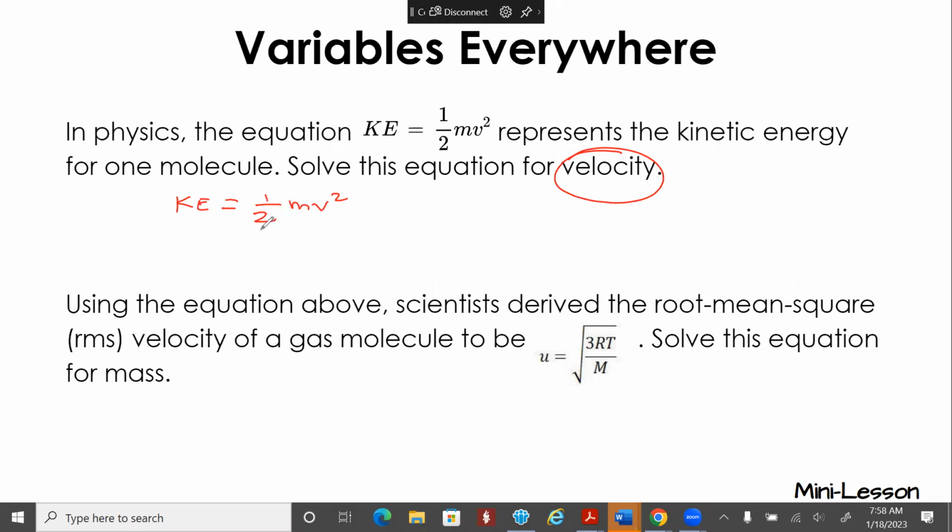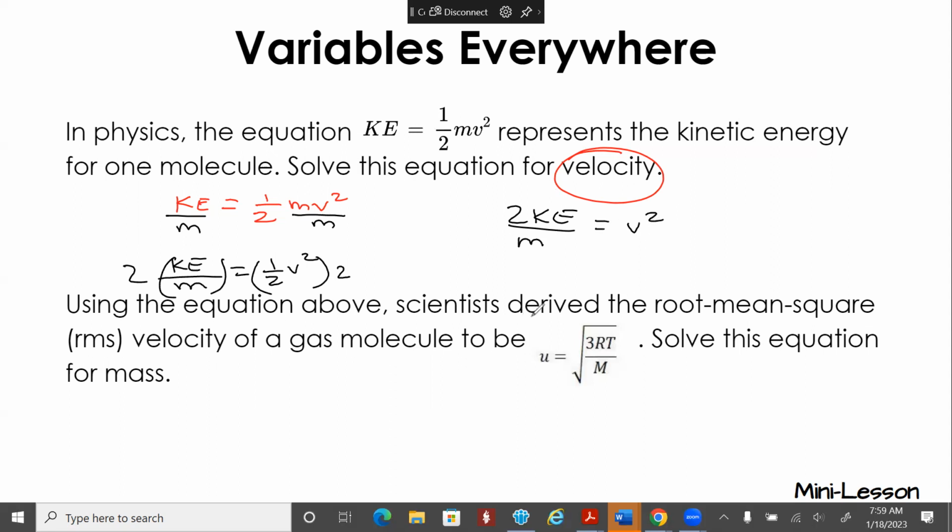M and 1/2, right? So we want to get rid of that. So we're going to divide both sides by M. And so that's going to give us kinetic energy divided by M equals 1/2 V squared. How do we get rid of this 1/2? Times what? Times by 2, right? So we could divide by 1/2 or multiply by 2. I'm going to multiply by 2. And so that's going to give me 2 kinetic energy divided by M equals V squared.